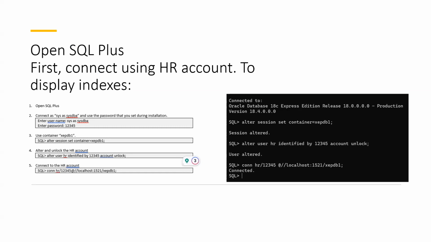Before you start creating an index, you have to get connected to SQL Plus. Then you need to connect to the HR account, because we are going to perform the creation of indexes and all those things on the HR account. So we need to log into the HR account. We first of all get connected to the system as SYSDBA, and then we give the password and get connected to the container DB, which is XEPDB1 in our case, and then we unlock the HR account by using ALTER USER HR IDENTIFIED BY 12345 ACCOUNT UNLOCK.